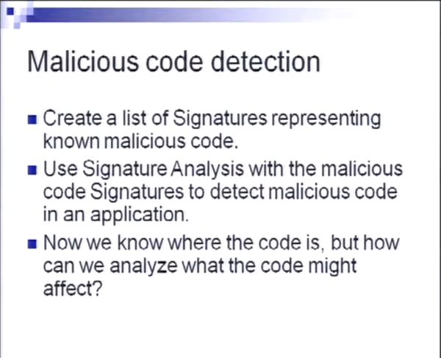So how do we do malicious code detection? Create a list of signatures representing what you want, some virus, some code that skips this code, whatever you've got. Use signature analysis to detect it. We now know where the code is, but how can we analyze what it might affect, which is the next topic.